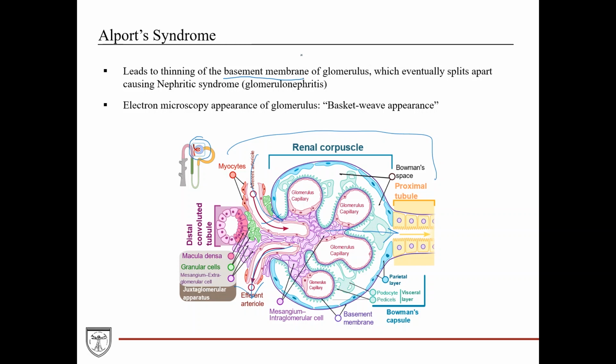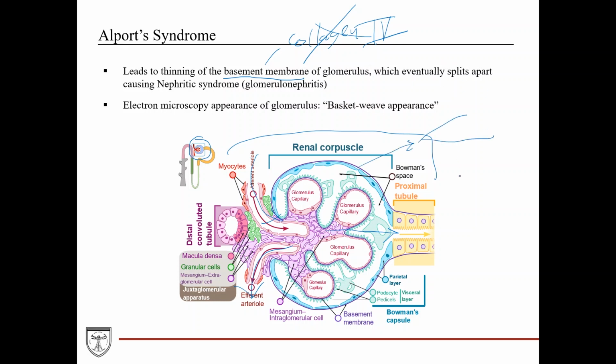membrane. And a key component of that basement membrane, like basement membranes in other locations, is collagen type 4. And when you're missing this, you're missing a key component of the basement membrane, a key component of this filtration apparatus. And so what happens is that this basement membrane eventually splits apart and it becomes very weak.